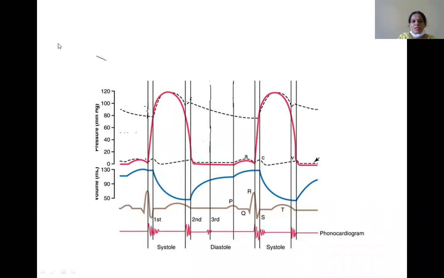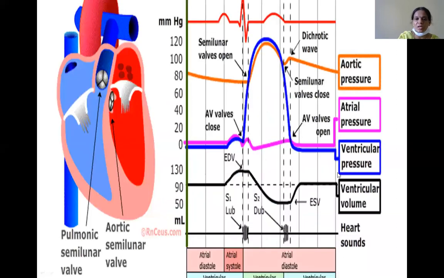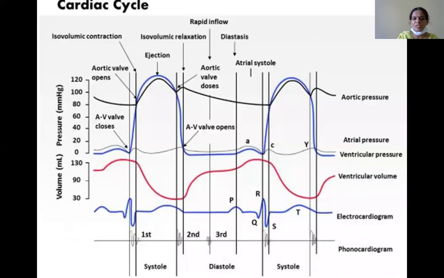Now coming to the next quadrant, which shows, what can you guess from this? As you all know, this is regarding the pressure-volume changes of the cardiac cycle. These are the events which take place in the cardiac cycle, from one heartbeat to the other heartbeat. Now I'll tell you what the different depictions shown here are.